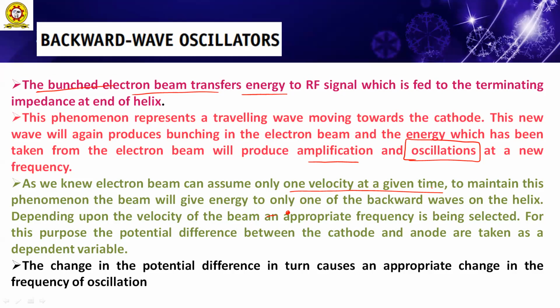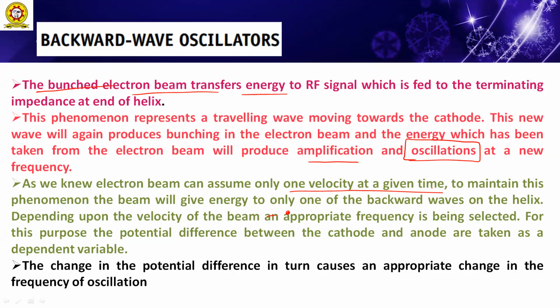So sometimes we have a good question: what is the velocity? This velocity decides, and depending upon the velocity of the beam, we can get appropriate frequencies selected. For this purpose, the potential difference will be monitored between the cathode and anode plates. That will be taken as the dependent variable, available with respect to the velocity of the generated electron beam.